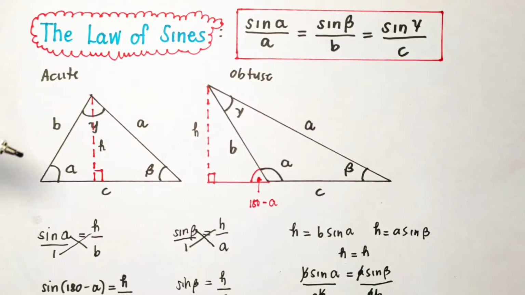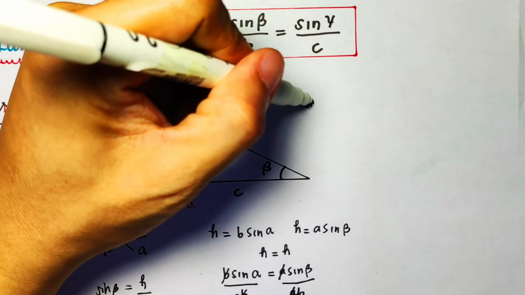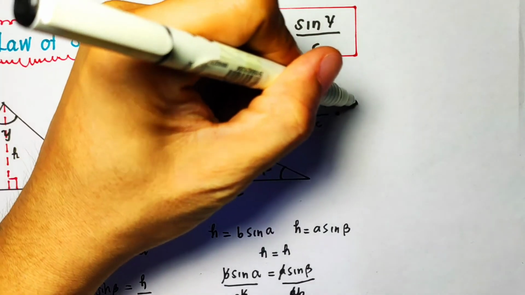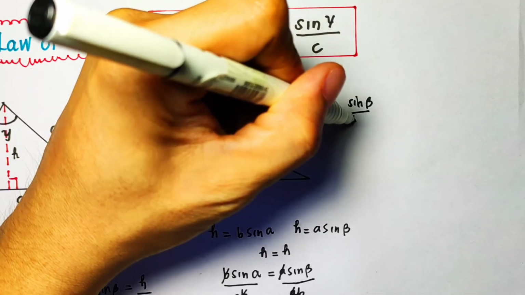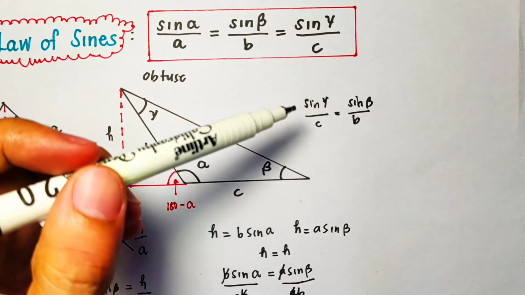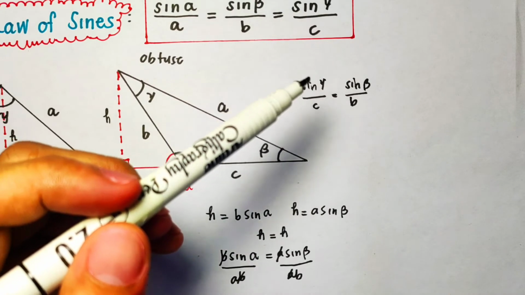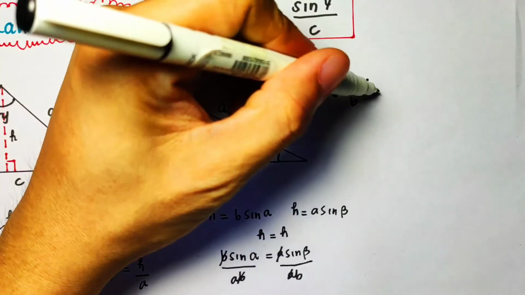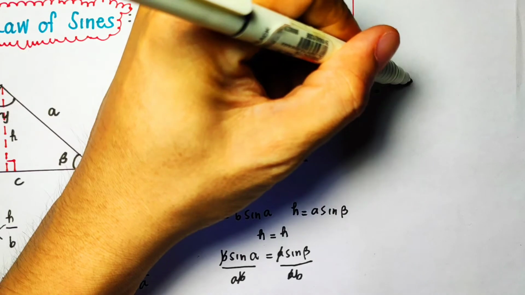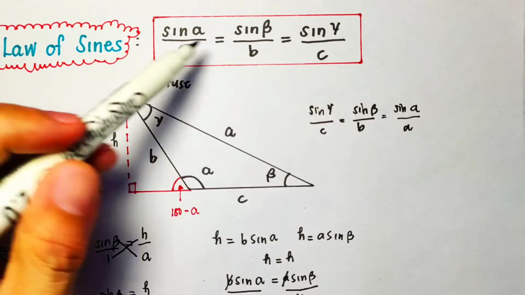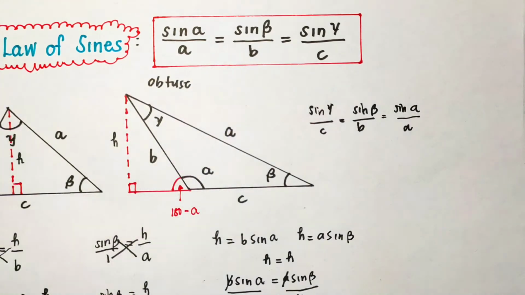In a similar manner, we can extend an altitude perpendicular from angle A, and we can find that sine gamma over C is equal to sine beta over B. And then equating these two expressions will lead us to the third of the law of sines, which is sine alpha over A. And that's how we get the law of sines. So let's have an example.